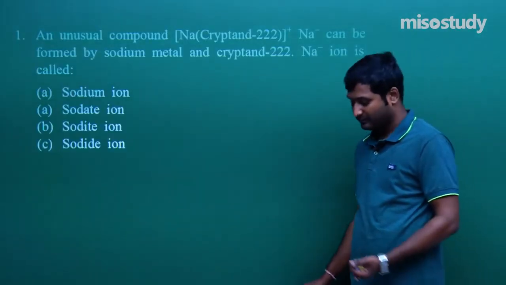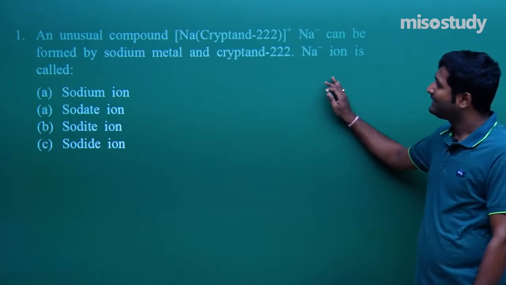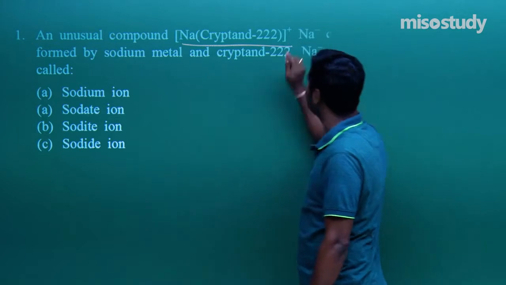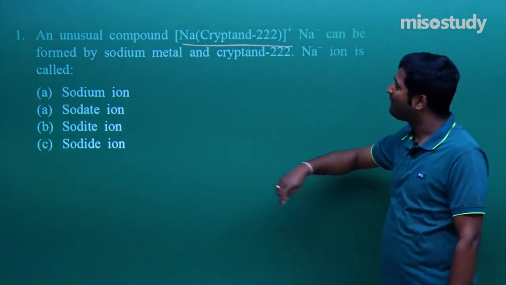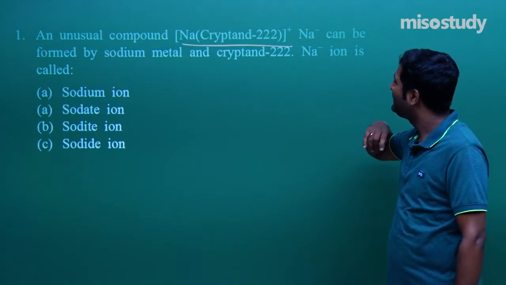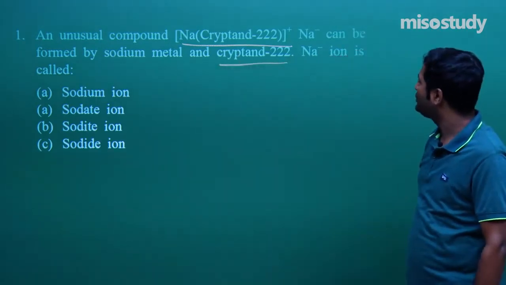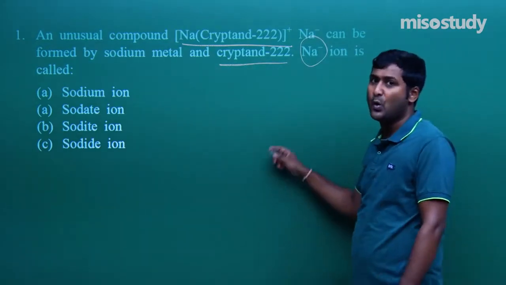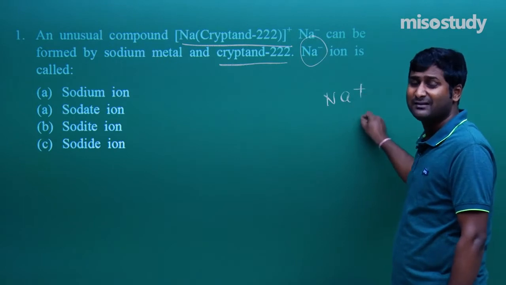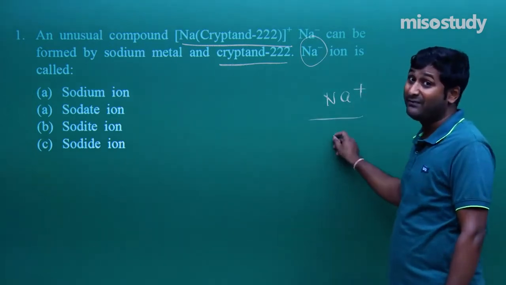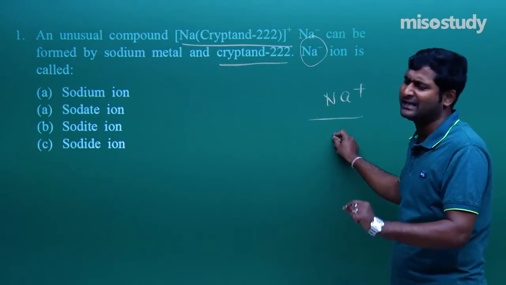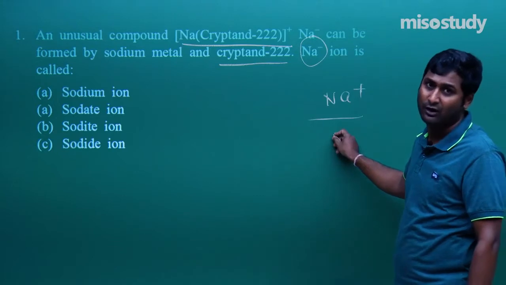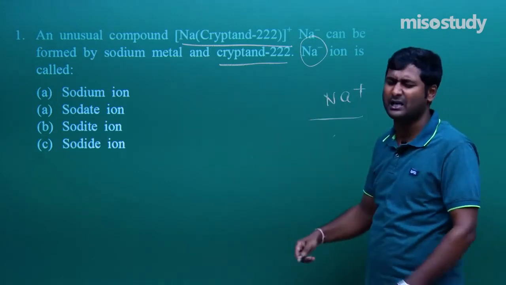Look at this, it is a slightly different question. That is an unusual compound. Clear here? Look at, it can be formed by sodium metal and cryptand 222, that is Na minus ion. As we know, there is Na plus ion, that is sodium ion, but this is a very rare case, because sodium is a metal. If sodium is a metal, then it will lose an electron, it will not gain an electron, but this is the extreme rare case.